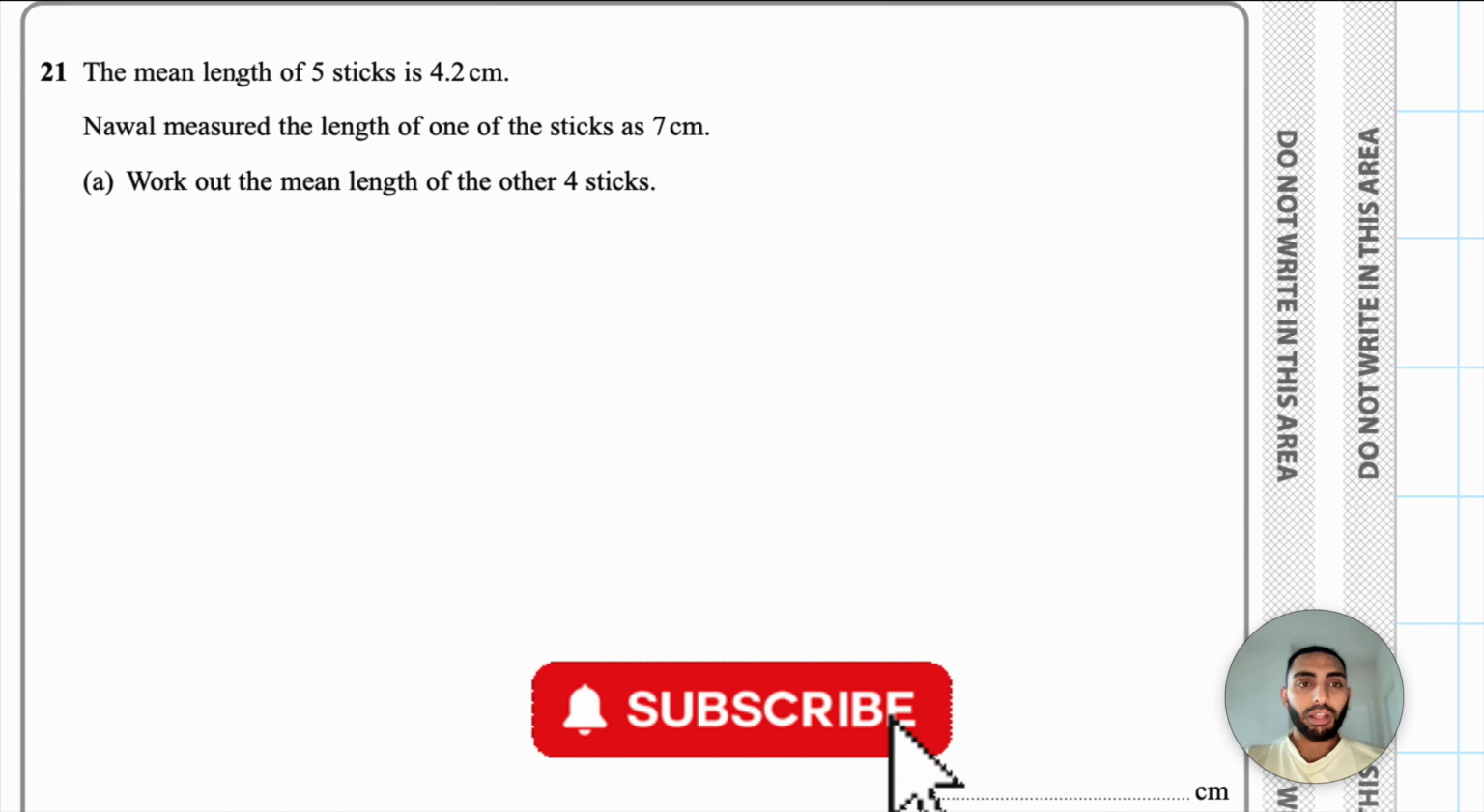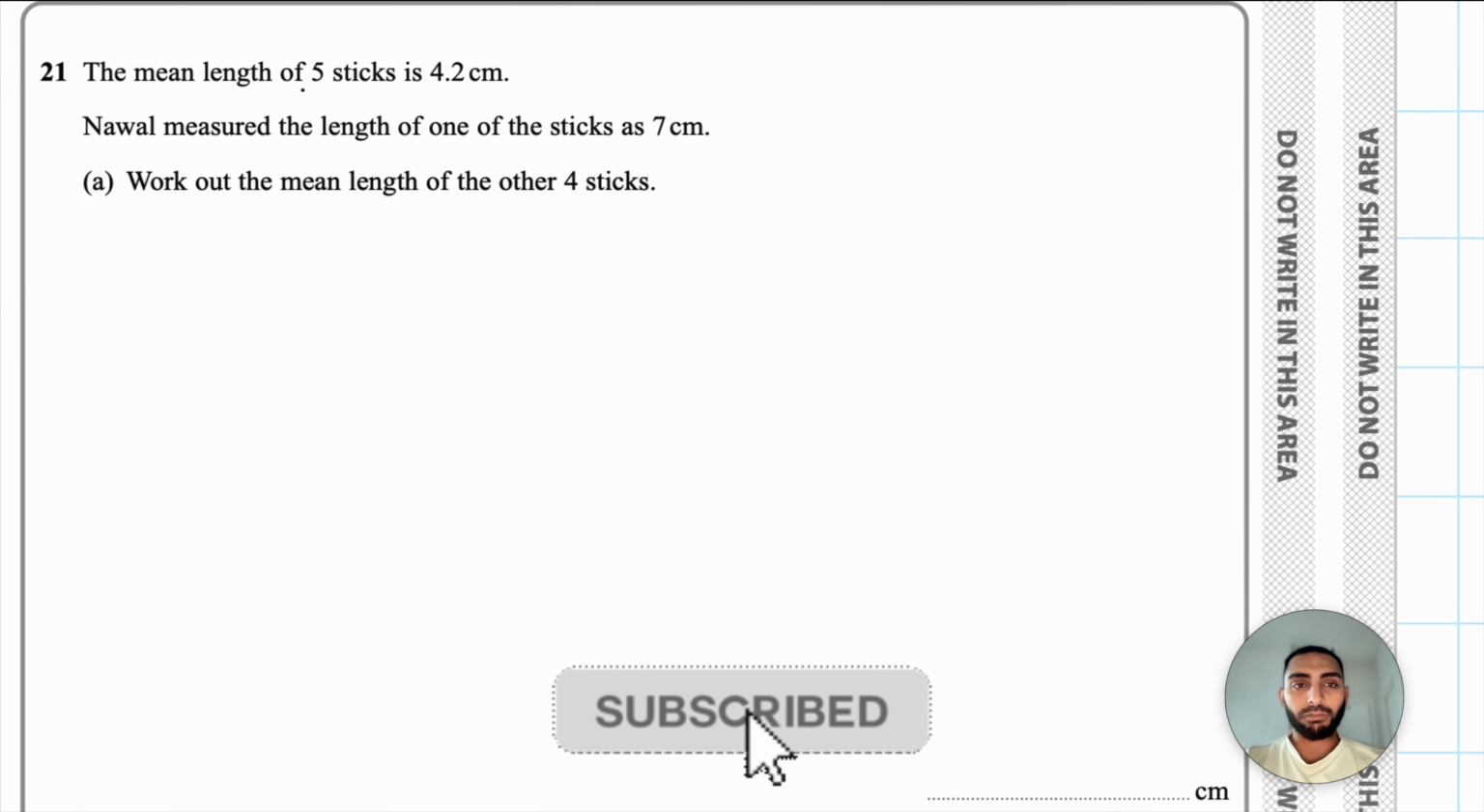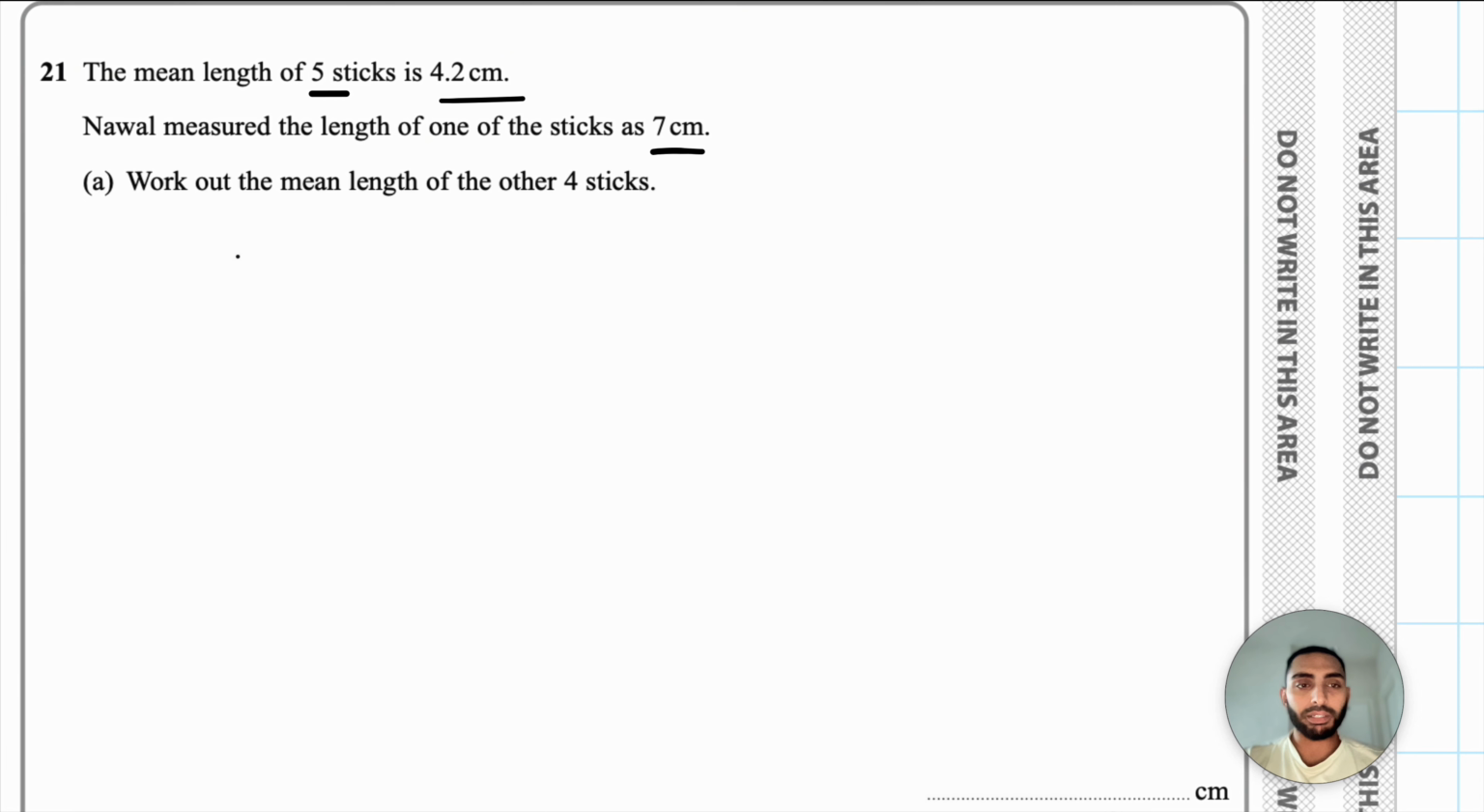Question 21. The mean length of 5 sticks is 4.2 centimeters. Now we measure the length of one stick as 7 centimeters. Work out the mean length of the other 4 sticks. So I've got 5 sticks, and one of the sticks is 7 centimeters. I need to find the mean of these 4 numbers.